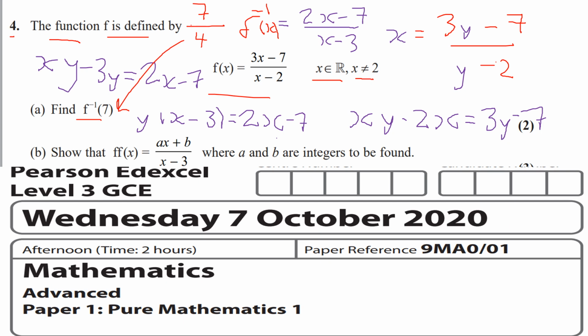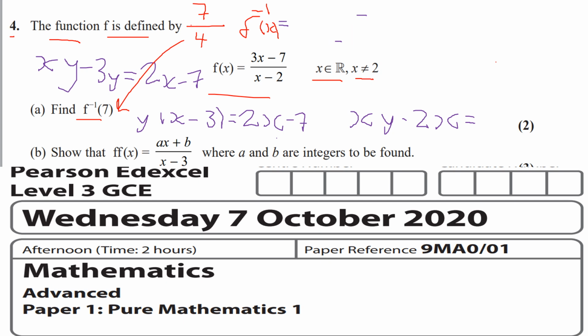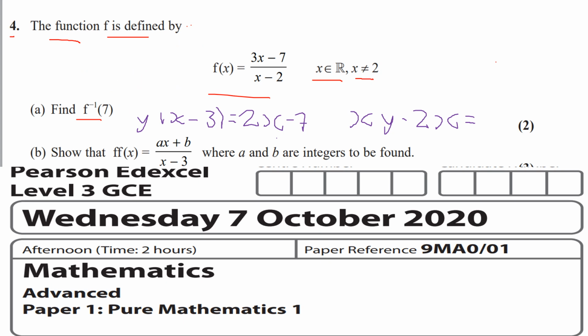And then part B is a composite function. So f of x is equal to ax plus b over x minus 3, where a and b are integers to be found. Okay, so I'm now going to delete this so I've got more space to answer the question. I'm going to replace x in my function of x with that fraction there. It is going to look a bit messy for a second, and then we'll rearrange it.